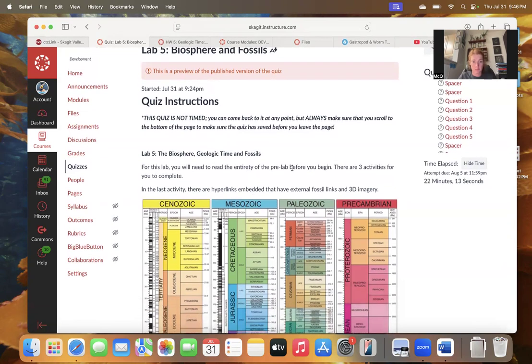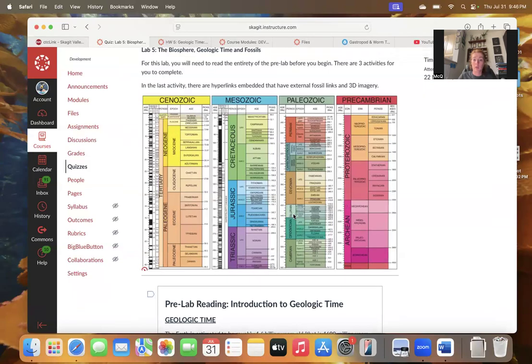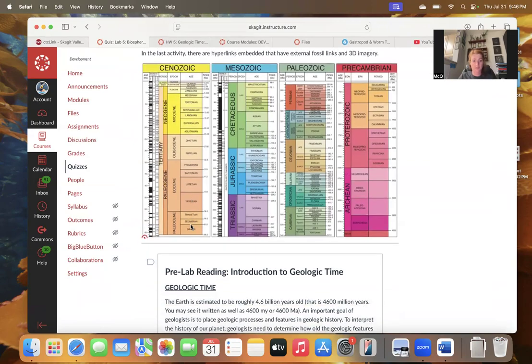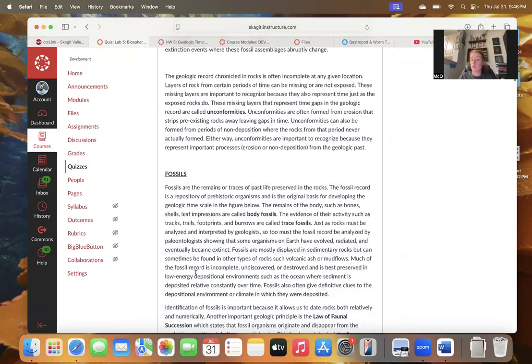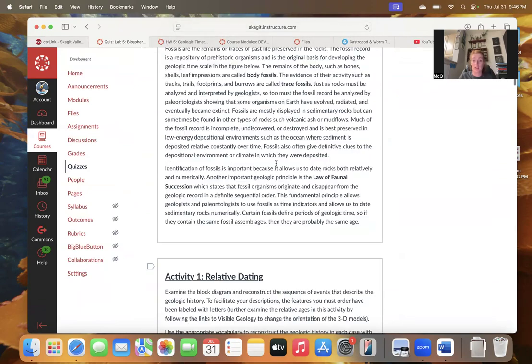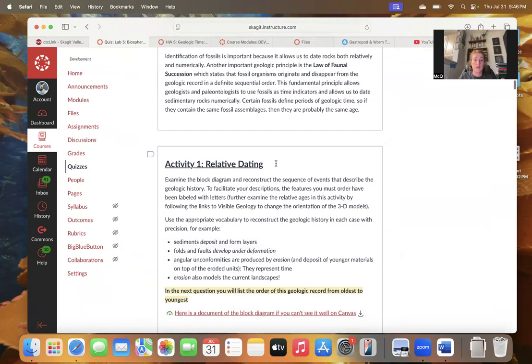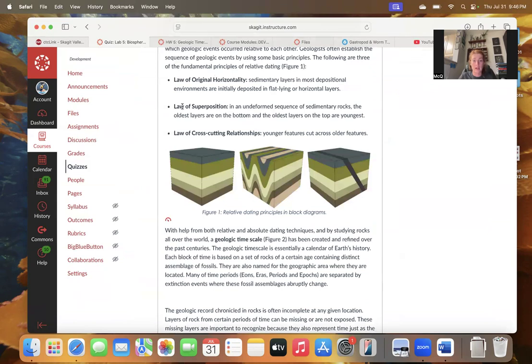So this is for the lab. If you have not started the lab yet, or if you have started the lab and you're lost, let's walk through it real quick. This is the map of geologic time. This is the pre-lab text that you should absolutely read through because a lot of this is going to be really important coming up shortly, especially these three laws here: the law of original horizontality, the law of superposition, and the law of cross-cutting relationships. And each one of these three blocks represents what these laws mean.